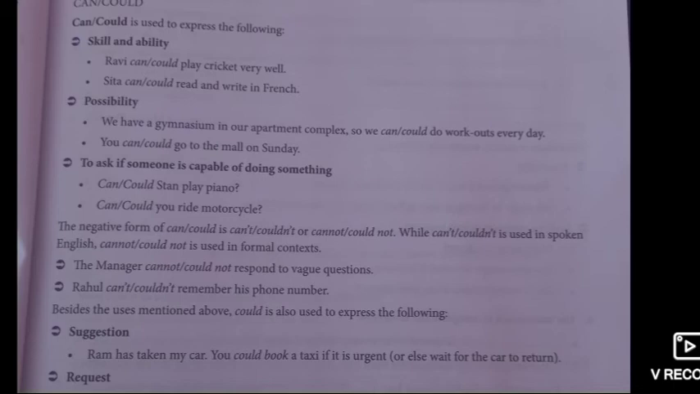And then the third is to ask if someone is capable of doing something. Can Stan play piano? Is he capable or not? We are asking. So in that sentence we use can, could. And the negative form of can, could is cannot, could not. Sometimes we write can't or couldn't, or else we can write cannot or could not. Okay.